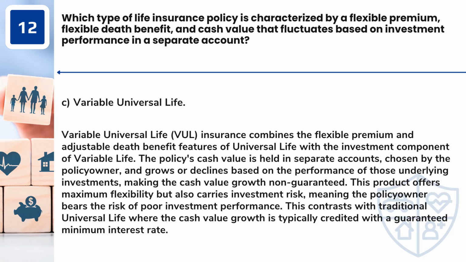Answer: C. Variable universal life. Variable universal life, VUL, insurance combines the flexible premium and adjustable death benefit features of universal life with the investment component of variable life. The policy's cash value is held in separate accounts, chosen by the policy owner, and grows or declines based on the performance of those underlying investments, making the cash value growth non-guaranteed.